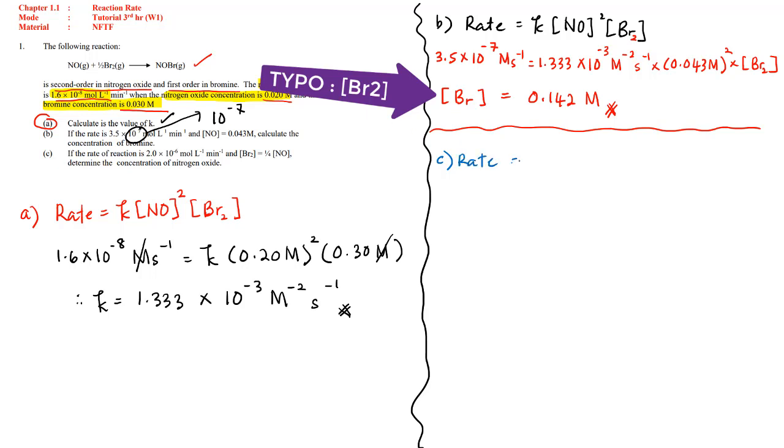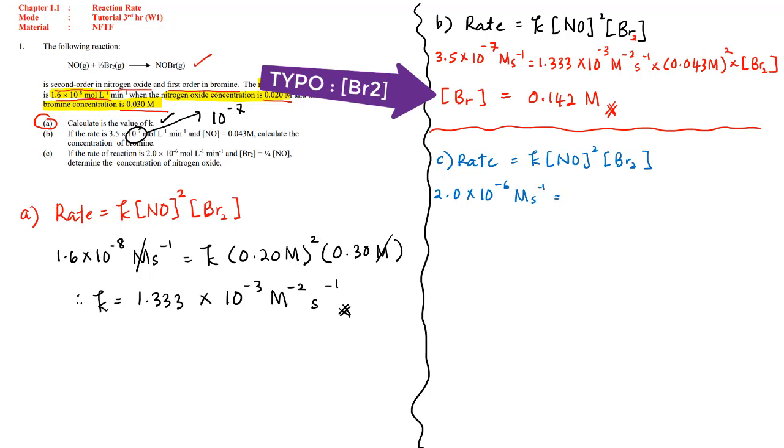Okay, tak apa, kita refer pada rate law equation. Rate equals to K times concentration of nitric oxide times bromine molecule. Okay, so rate is given. Rate is 2.0 times 10 to the power of negative 6 molar per second.